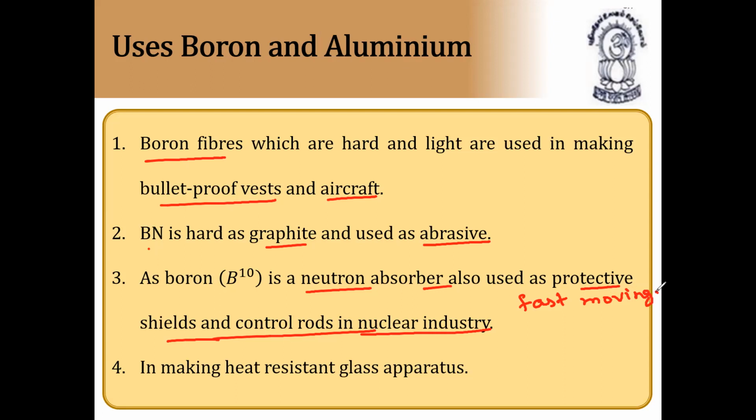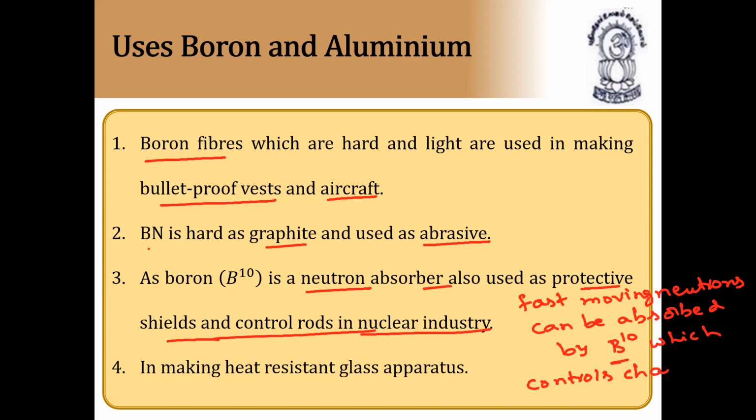In a nuclear reactor, fast moving neutrons can be absorbed by B10, an isotope of boron, which controls the chain reaction. So the nuclear fission chain reaction is stopped by absorbing the fast moving neutrons. Actually B11 is also present, but B10, the isotope of boron, is used for absorbing fast moving neutrons in nuclear chemistry.